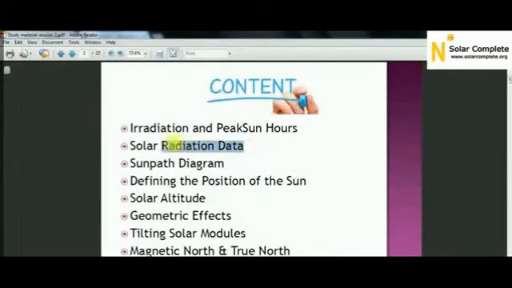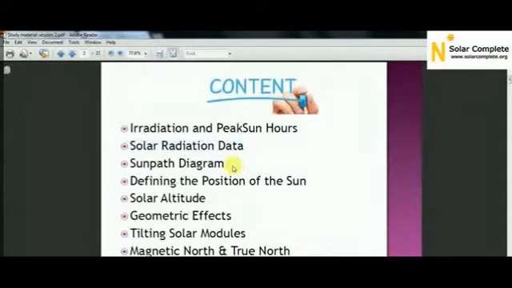When we talk about solar radiation, we will also see some solar radiation data of India and compare it with other solar potential countries like Australia, America, and nearby neighboring countries. In this way you will get a very effective idea of solar radiation and its values in our country and in other countries also. The third topic will be the sun path diagram.